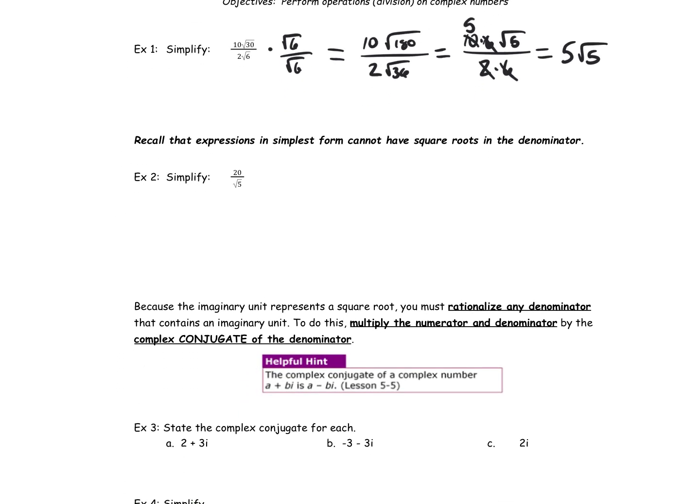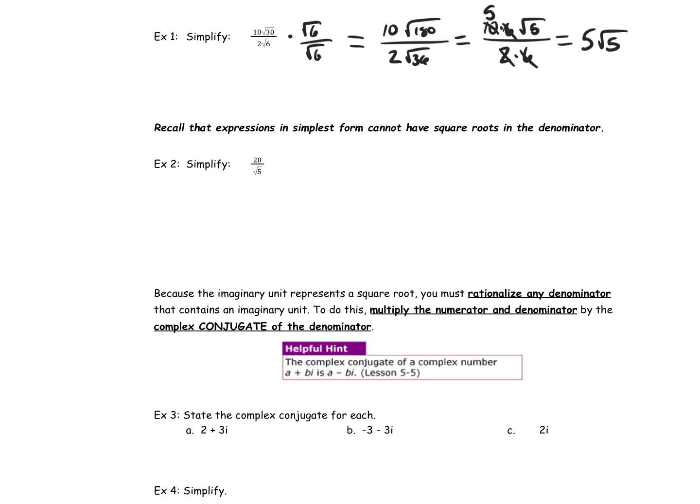Expressions in simplest form cannot have square roots in the denominator. So, for example, here we need to multiply both top and bottom by the square root of 5. And that gives us 20 square root of 5 over the square root of 5 times 5, which is 25, which is 20 square root of 5 over 5. And 5 goes into 20 4 times. So our final answer is 4 square root of 5, and that is as simple as it can get.